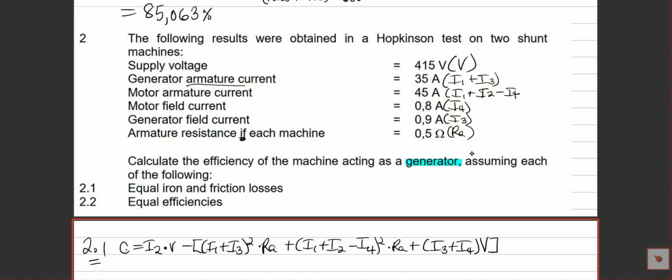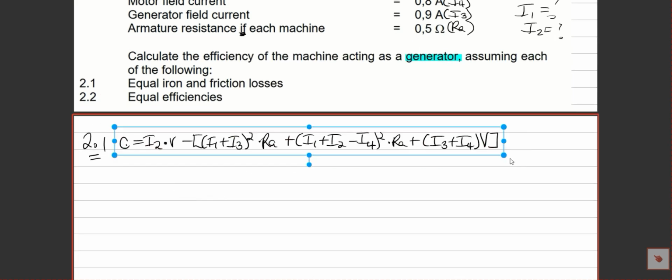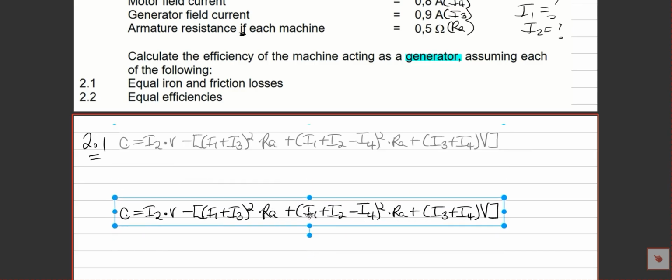So let's work on finding I2. You'll notice the way they gave us this data, we have I1 plus I3, and I1 plus I2 minus I4. They gave us I4 and I3. So we actually don't have I1, and we also don't have I2. So as a first step, before we go into the question itself, which the marks are allocated for, we need to find those two currents.